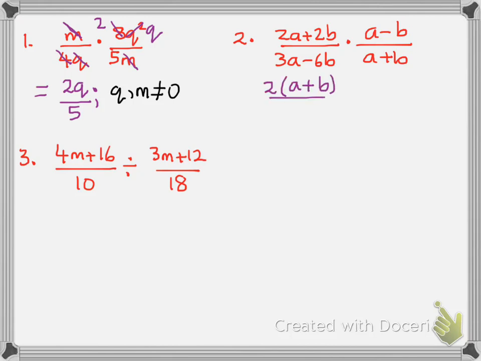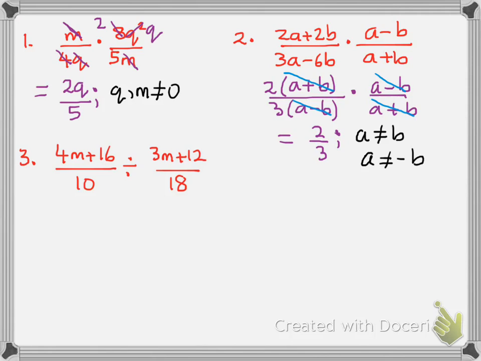And for the second one, we have to factor the numerator and denominator for the first expression. If you do that, you will have 2 times a plus b divided by 3 times a minus b. And for the second factor that you are multiplying by, a minus b divided by a plus b, there's nothing to factor. So the common factors then can divide out, and our result is 2/3. Our restrictions are such that a cannot be equal to b, and a cannot be equal to negative b as well.